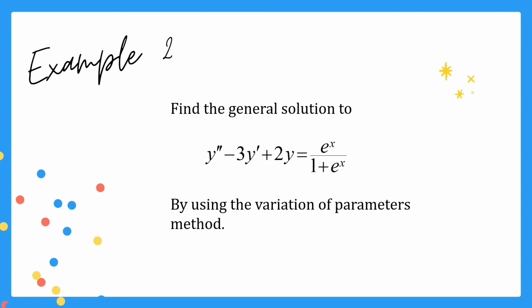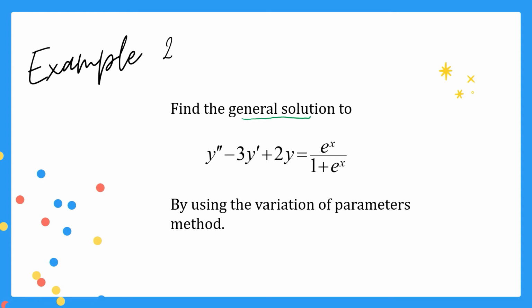Hi, this is our second example. Find the general solution to y double prime minus 3y prime plus 2y equals e^x over 1 plus e^x by using the variation of parameters method.